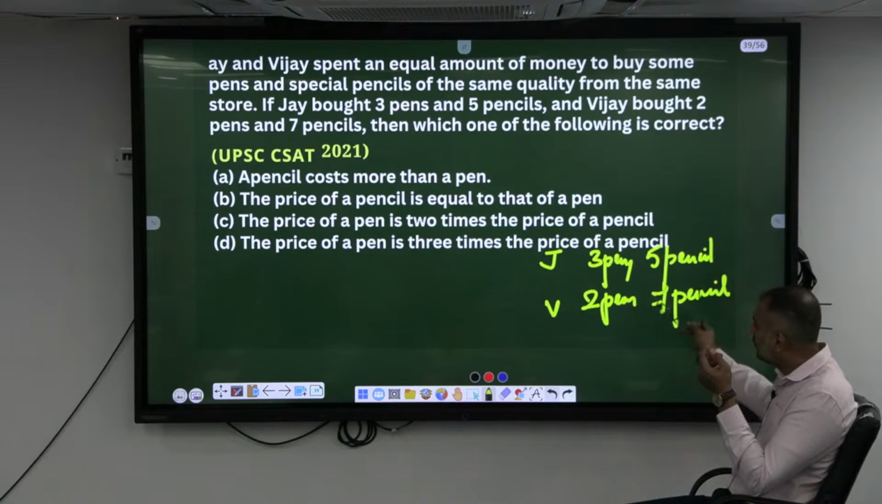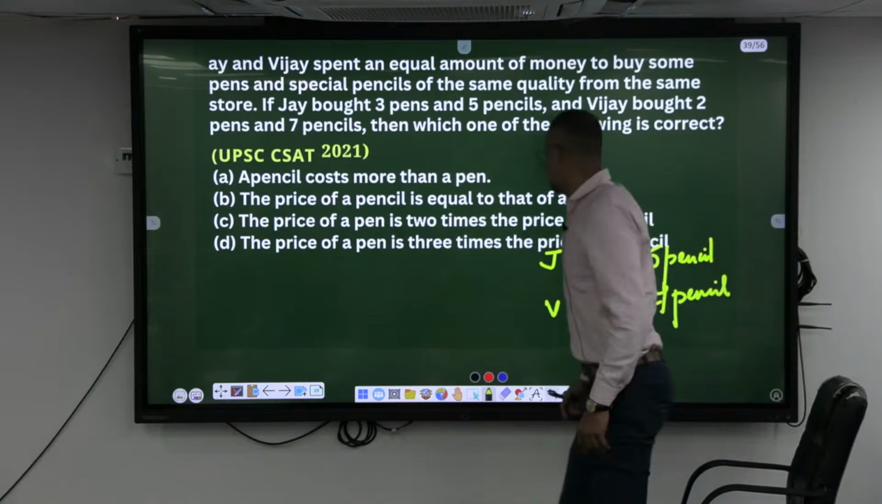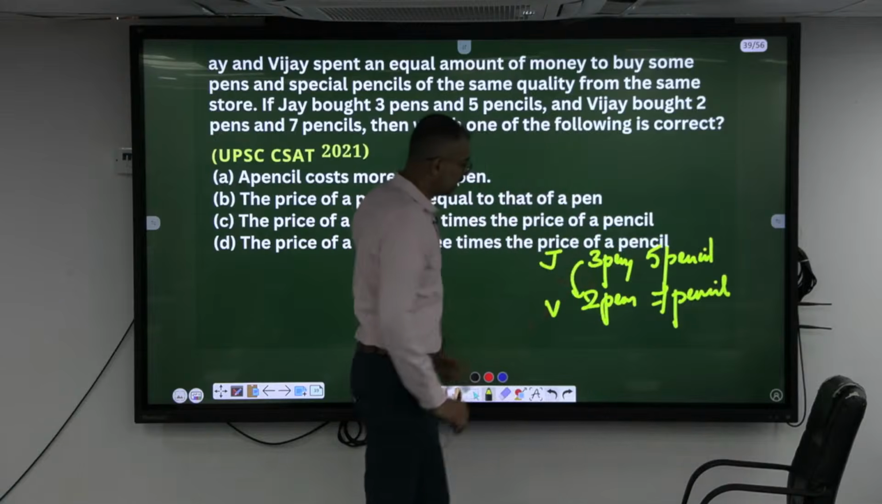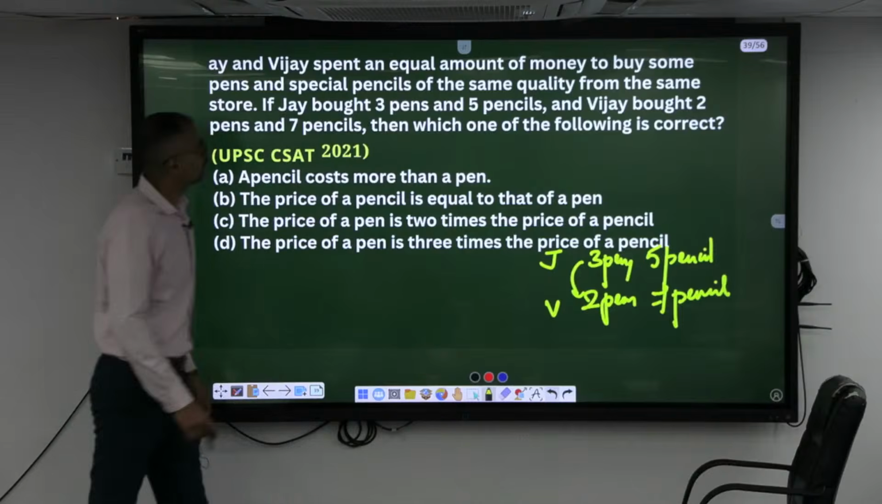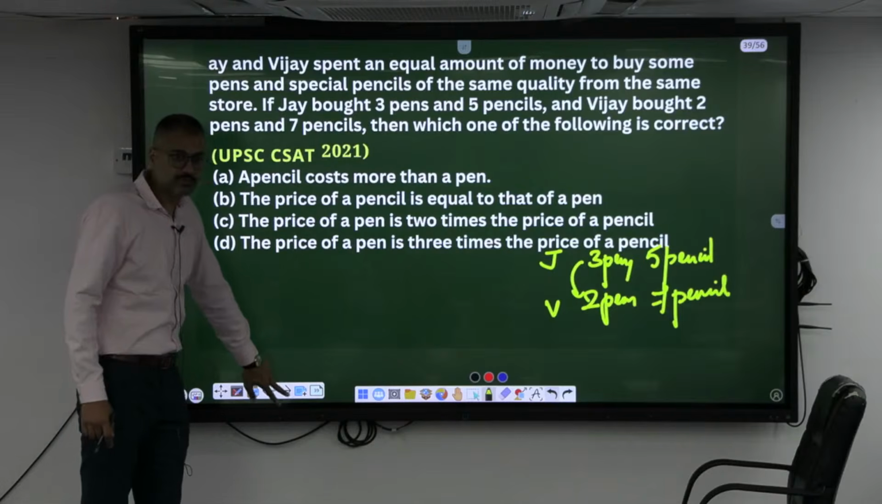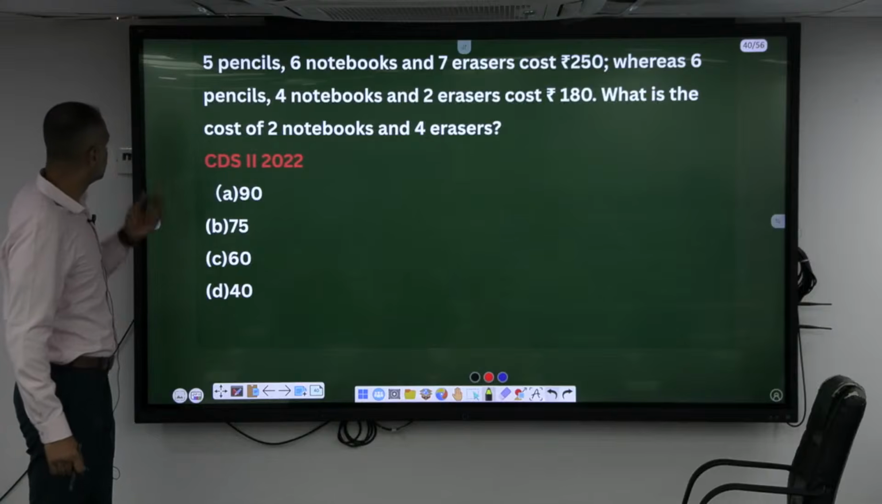You can form an equation and solve both simultaneous equations, but there is no need. Shifting means if you shift 1 here, it will be shifted 2 here. Efficiency based questions. Shall I move this?